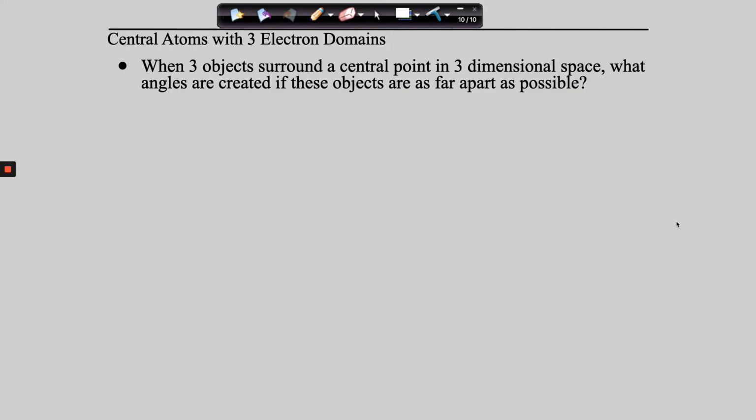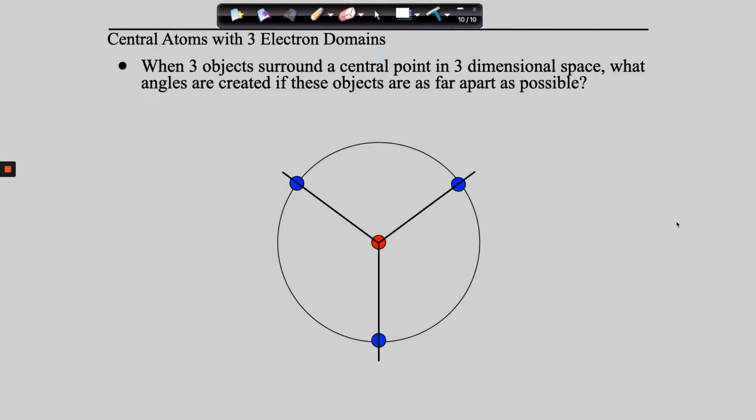So guys, let's go on and ask the same question about 3 points. Again, you're not writing this down, but here we go. Same question: 3 points, 3-dimensional space, spread out as much as we possibly can. What are the angles? Well, guys, here we go. If I put a point there, and a point there, and a point there, these are now spread out as much as they possibly can be. And when I connect the lines, what are all the angles? 120 degrees. 360 divided by 3, 120 degrees.